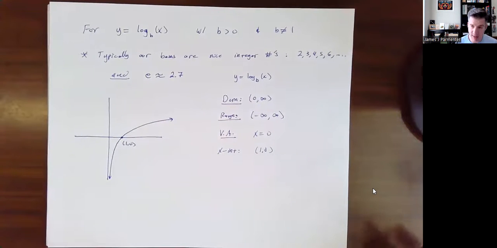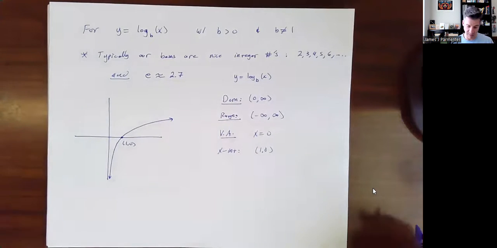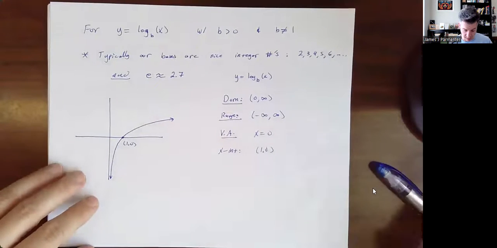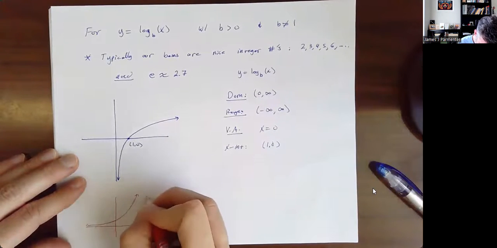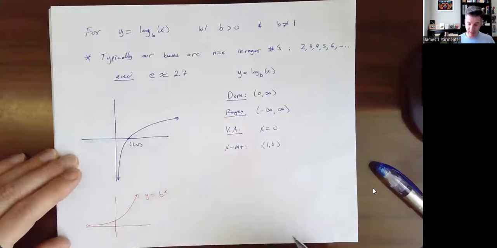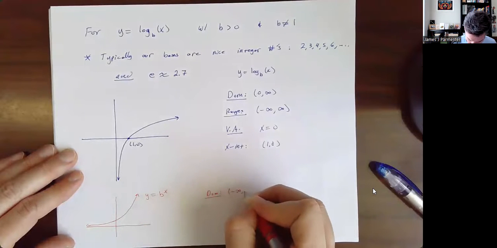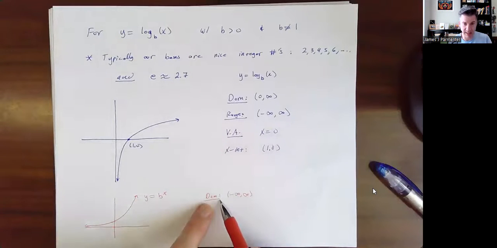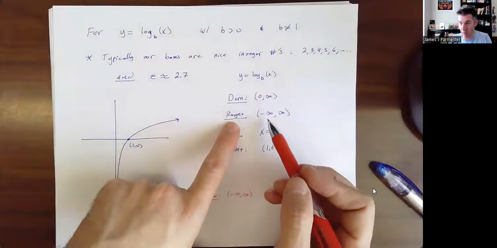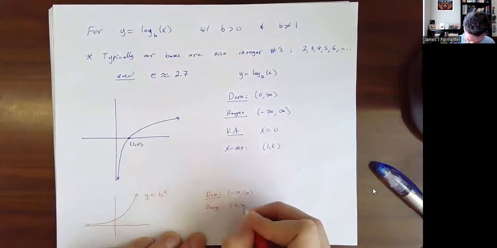I would also point out that all of these things are exactly the inverse things of the exponential function. So just as a real quick reminder, if you had an exponential function, y equals b to the x, it has a domain that is all real numbers. I'll remind you, the domain is all the x things. So all the x things here are the same as all the y things there, which is the range. And the range of the exponential function is all positive numbers.